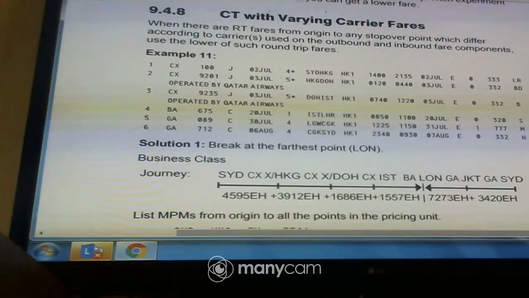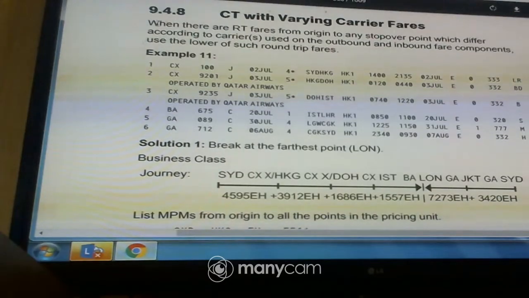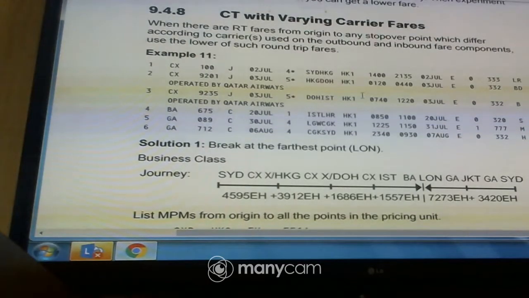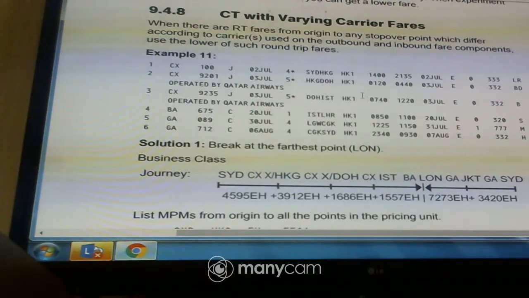Now we want to look at circle trip with varying carrier fares. So actually, when there are RT fares returning from only to any stopover point, which differ according to the carriers, are used on the outbound and inbound fare component, use the lower of such round trip fares. So what I'm trying to say is, when it comes to carrier, we have industry fares, and at the same time we have carrier fares, yeah? So you start by looking at the carrier fares before you go to the industry fares, yeah?